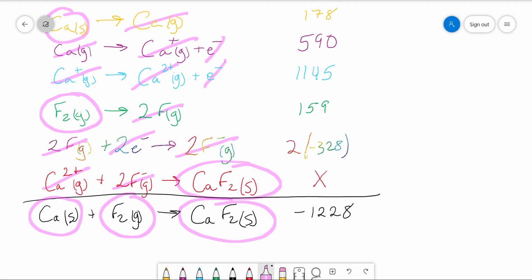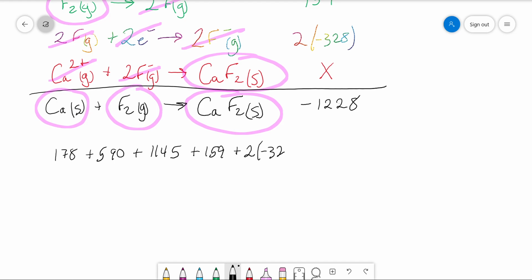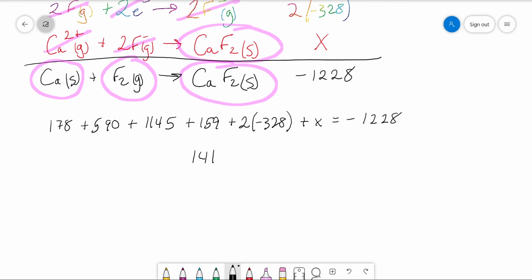So everything should be fine now. And all we're going to do is add this all up. So we have 178 plus 590 plus 1145 plus 159 plus 2 times negative 328 plus x is all equal to negative 1228. I wrote it wrong on my notes, that's my problem. So we simplify, 1416 plus x is equal to negative 1228, x is equal to negative 2644 kilojoules per mole, and that is our lattice energy.